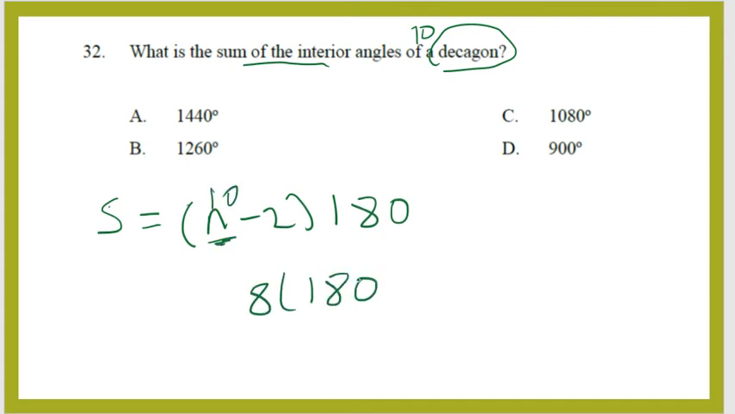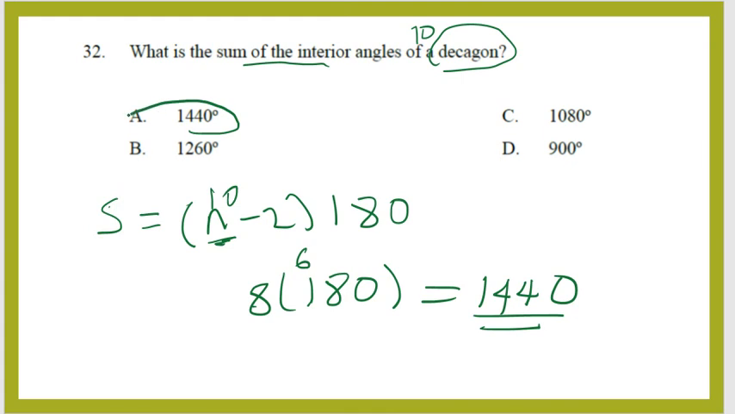8 multiplied with 180. When you multiply 8 times 0, you know it's 0. And 8 times 8 will be 64. Write 4 here and keep 6 up. And 8 times 1 will be 8 plus 6, 14. So 1440, the answer is going to be found in A.